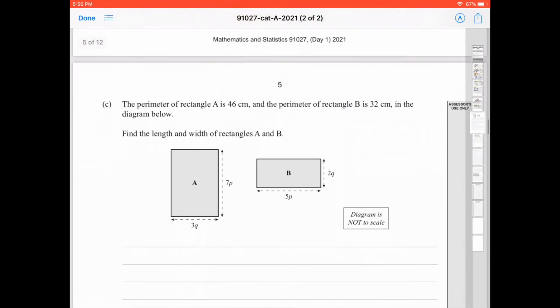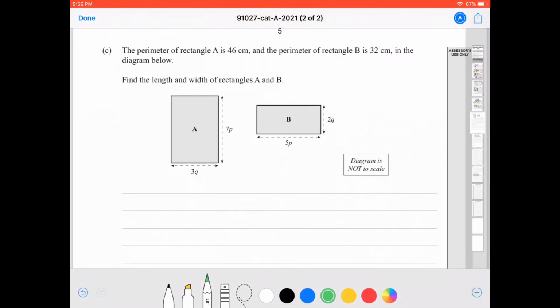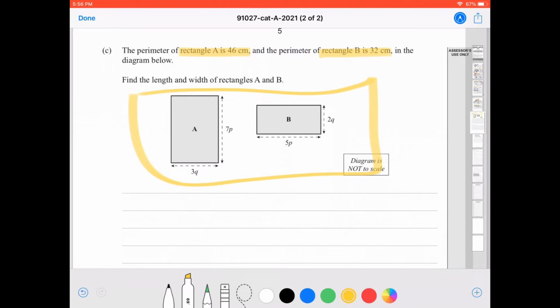Okay, question 2c now. The perimeter of rectangle A is 46 centimeters, and the perimeter of rectangle B is 32 centimeters in the diagram below. So we've got this diagram. Find the length and width of rectangles A and B. Okay, so we've got some dimensions. Rectangle A, you've got a length of 7p and a base of 3q, and B is 2q and 5p. And once again, the question is asking us to find the length and width of rectangles A and B.